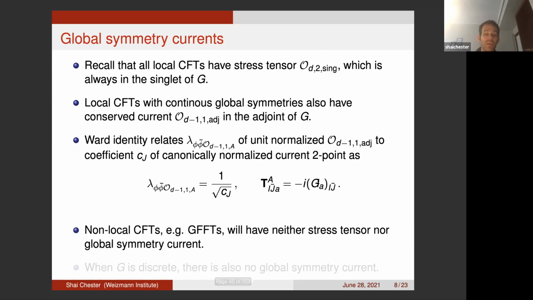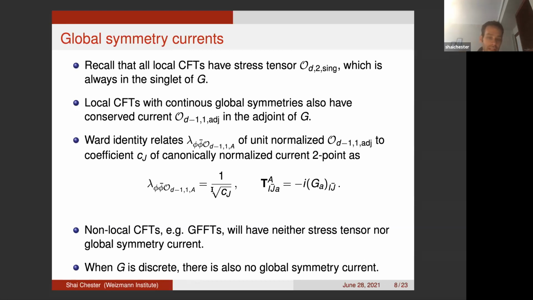One thing I should note is that if you're talking about a non-local CFT, such as a generalized free field theory, then the same way it didn't have a stress tensor, it will also not have a global symmetry current. So you don't have to have these global symmetry currents. It's only if you have a local CFT. Also, even if you have a local CFT, if the group G is a discrete group, then there will also not be a global symmetry current. So this is something you only have for continuous symmetry.